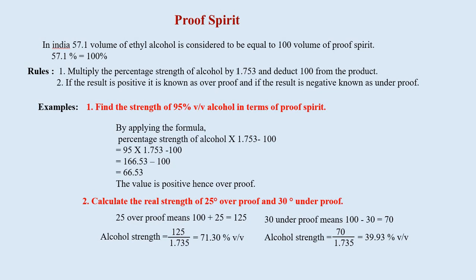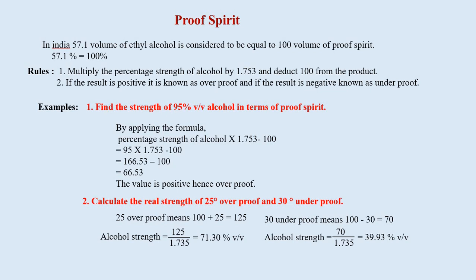With which value you have to multiply, you must remember. In proof spirit, this is the value. With the help of this value you multiply the given strength, and then from that product you deduct 100. After deducting, whether the resultant value is positive or negative decides it: if the value is positive, it is overproof, and if the value is negative, it is underproof. We can take one example, then you will get to know.